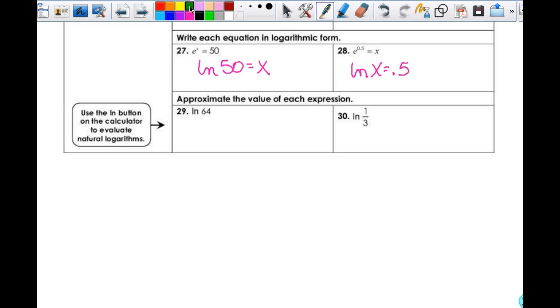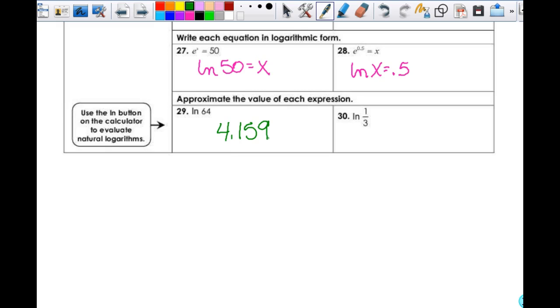Robert, what'd you get for 29? 4.159. You'll agree with that? Yes? That should be rounded. What does the calculator say? 159 what? Oh, it said, did it say 588? What was it? Okay, so yeah, that's how you round, you look at the 4th one. Does that make sense? Okay.